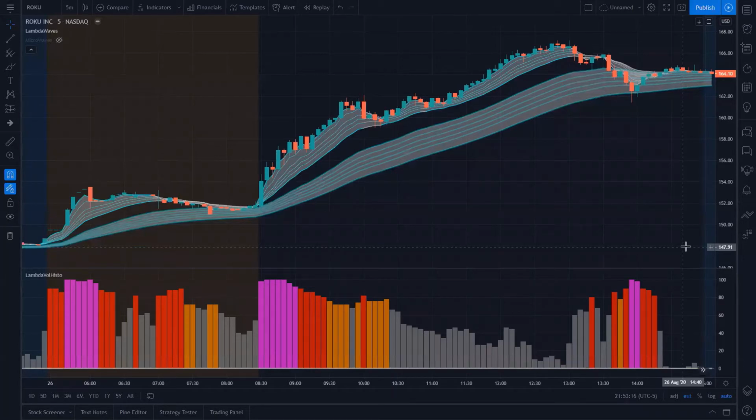All right, thanks Informant Joe on the explanation on the volatility histogram. So let's talk about the lambda waves. Give us an explanation on those. Of course. So at this point, we have our lambda waves indicator on.